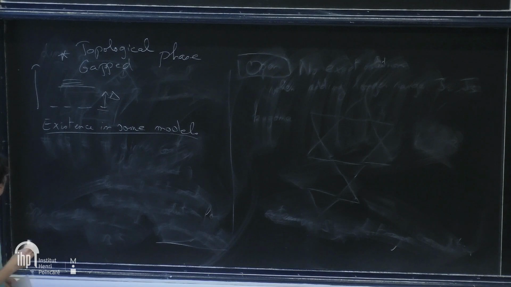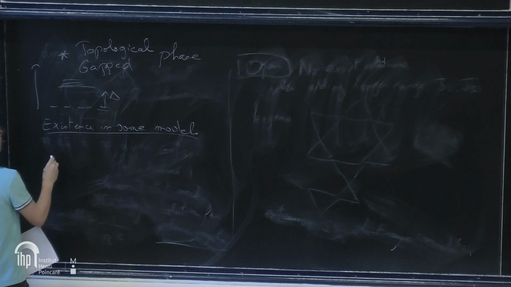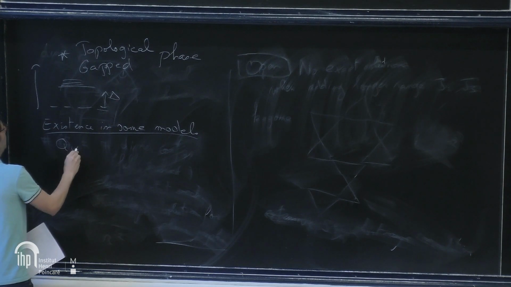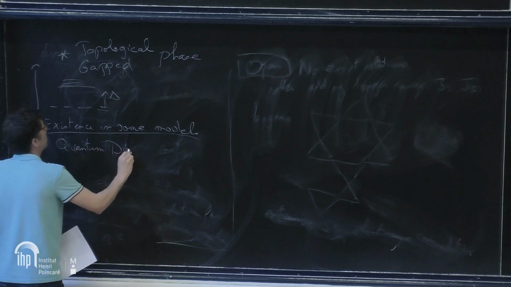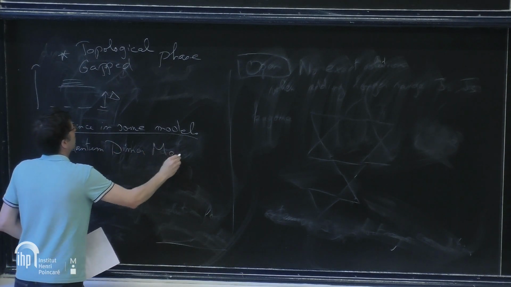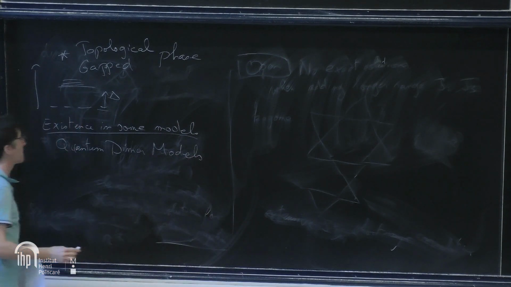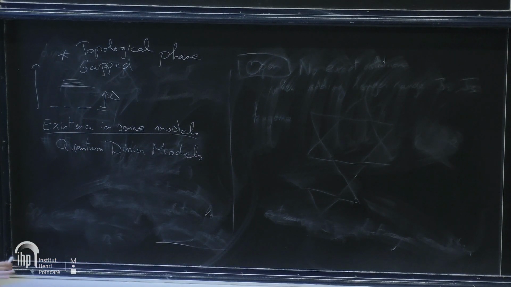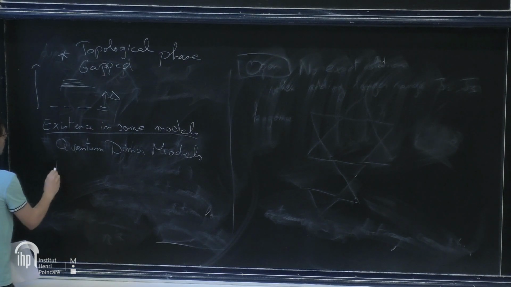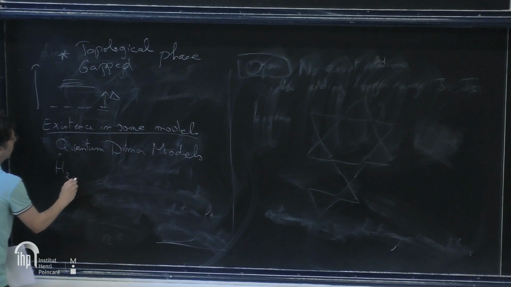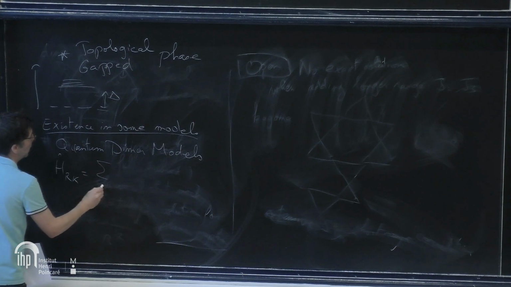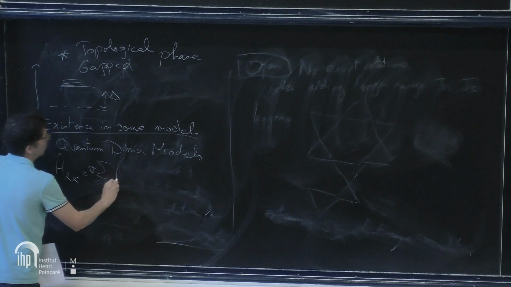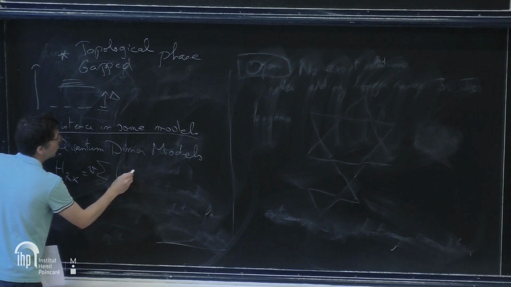So historically, the first models were quantum dimer model. I already introduced the dimer model, so I just need to add quantum fluctuation. So this is the model proposed by Rokhsar and Kivelson, which is simply a local term. So I will count. So maybe I will do the triangular lattice.